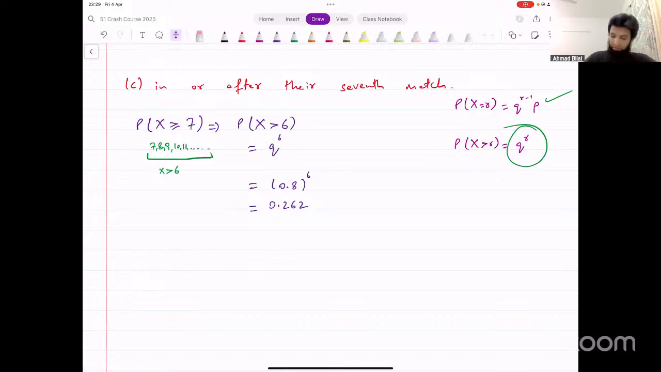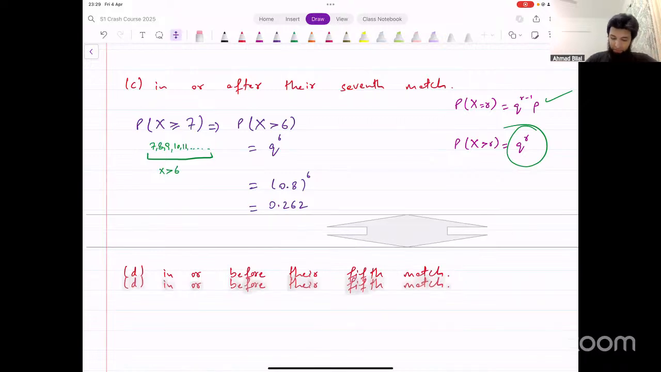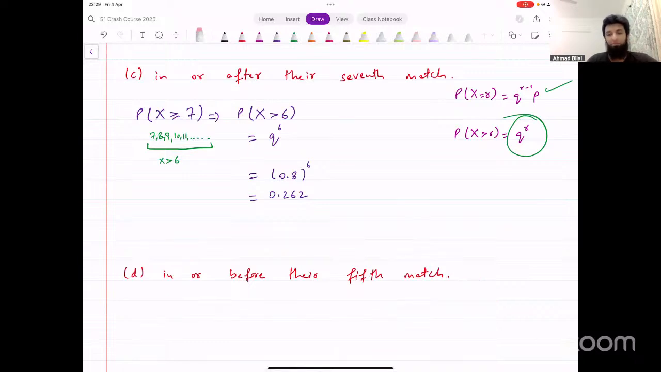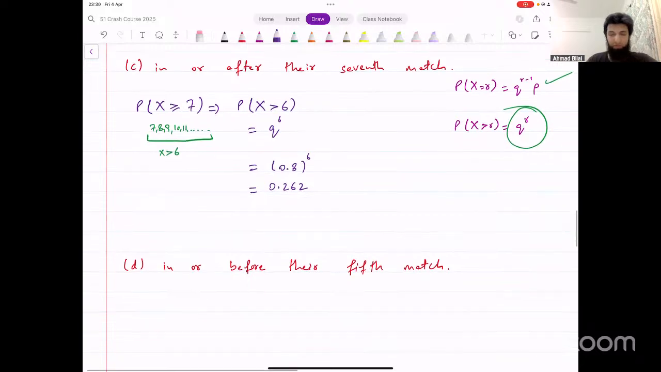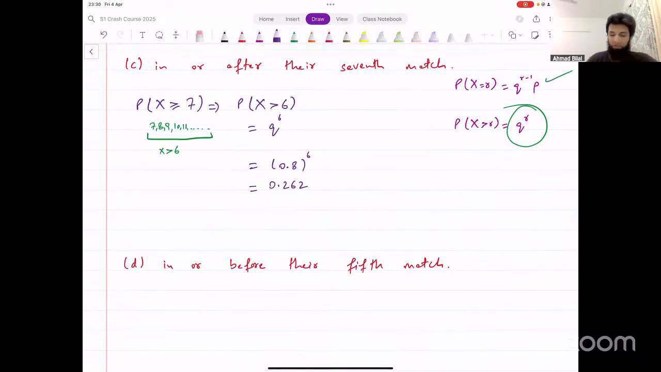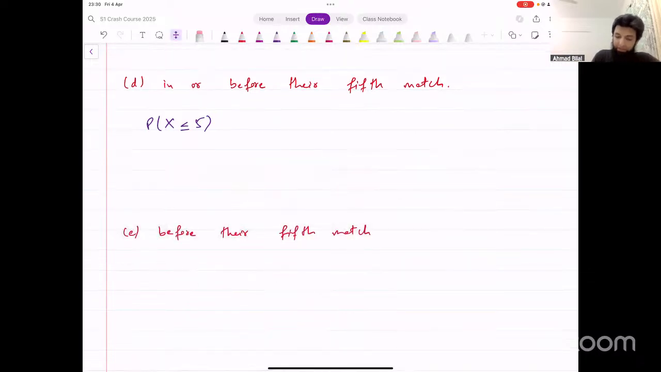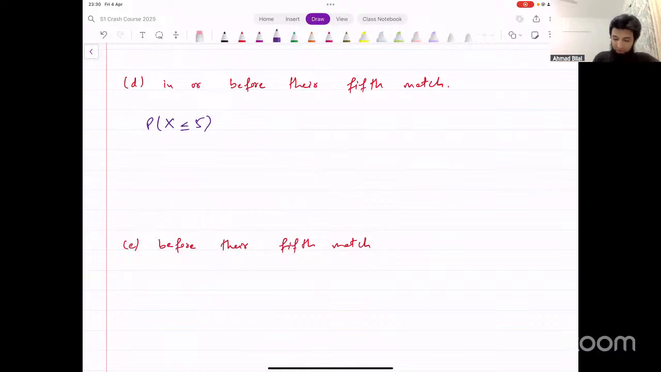Let's take another example. What if the first win comes in or before the fifth match? How do you think about this now? The first win comes in or before the fifth match. So we can write this as x less than or equal to 5. And then the next example is before the fifth match, so x less than 5. Now remember the inequality formula that we know about? That's x greater than r, the probability is q raised to power r.